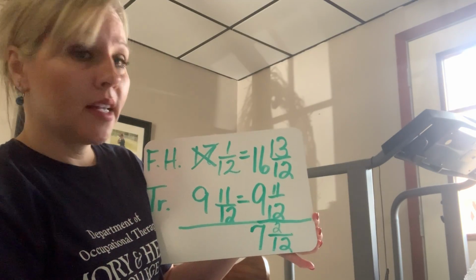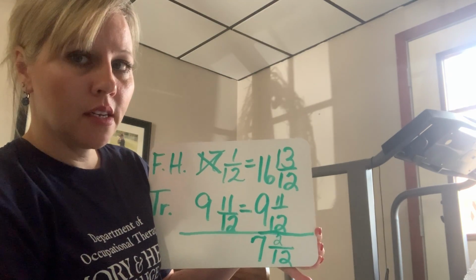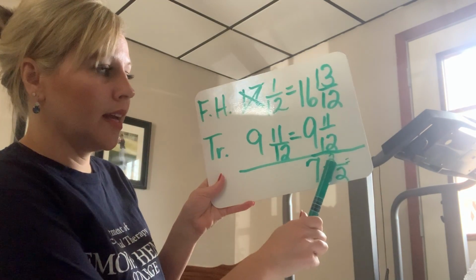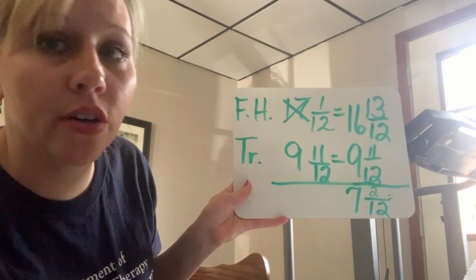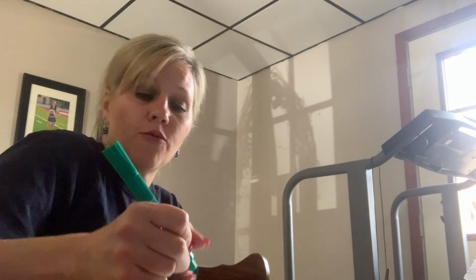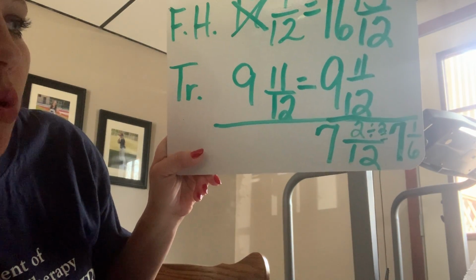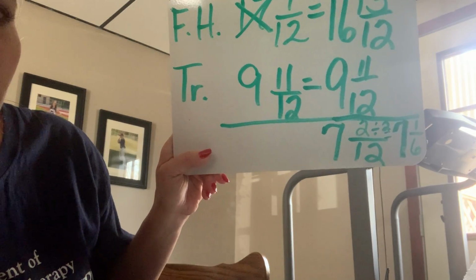But what's wrong with 7 and 2 twelfths? Both of our numbers are even, so that means I have to simplify. Remember, you cannot simplify by dividing by a number larger than your numerator. So we have to divide by 2 because if we divided by 1, it would be the same thing. So pull over that whole number 7. Then 2 divided by 2 is 1. 12 divided by 2 is 6. So the French horn is 7 1/6 feet longer than the trombone. All right.